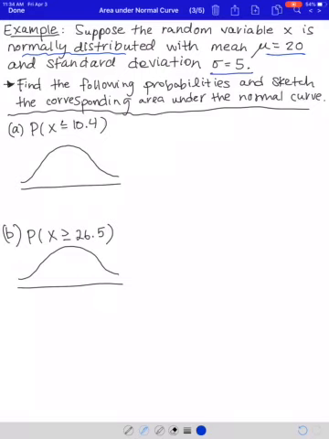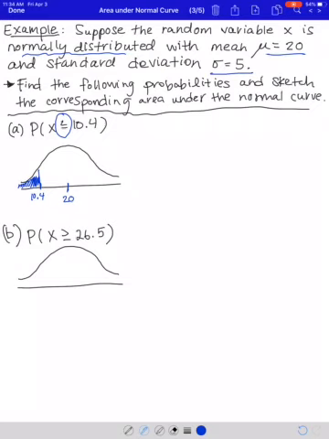Okay, so for part A, here's our bell-shaped curve, and our mean is right in the middle. Our mean is 20, and we want to find the probability that a particular x value is less than or equal to 10.4. So here's 10.4. Notice it's below the mean, and notice our inequality says x is less than or equal to 10.4. So that means we're interested in finding the area to the left.